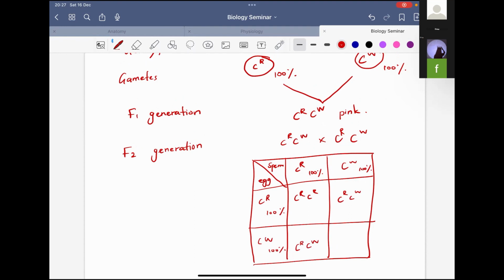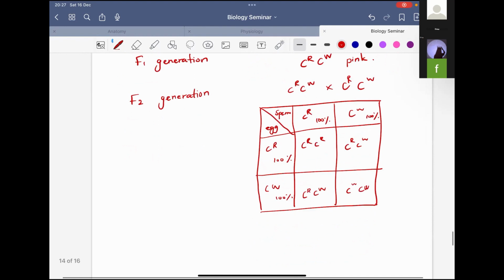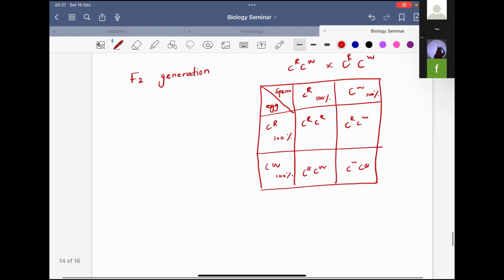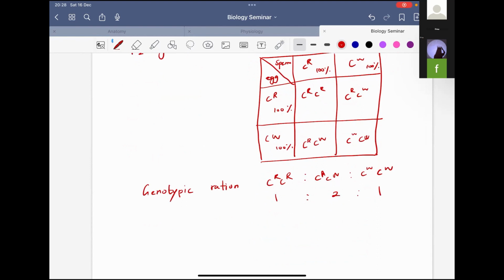So what is the genotypic ratio? The genotypic ratio is CR CR is to CR CW is to CW CW, that is 1:2:1. So you can count it. So the phenotypic ratio is also similar to the genotypic ratio.